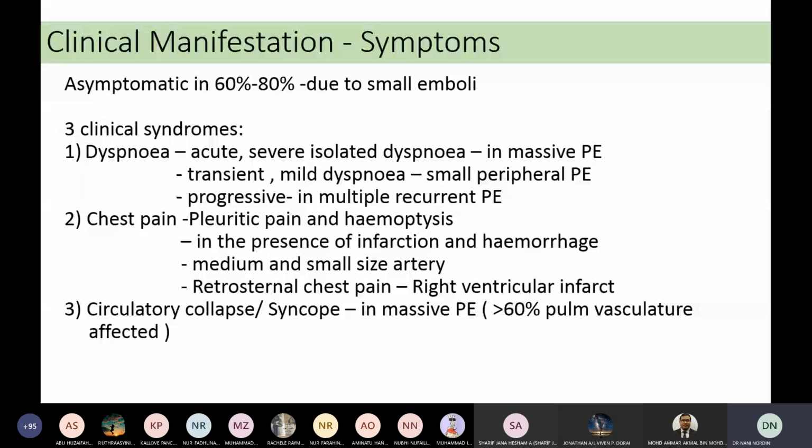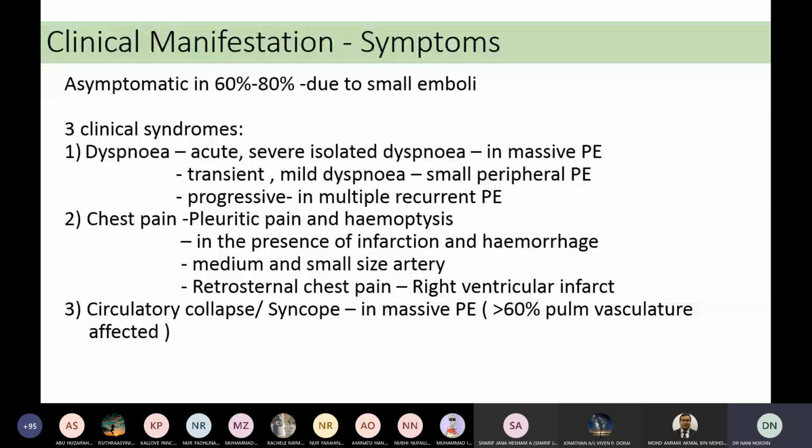So if you have infarction as well, you can have hemoptysis. What is hemoptysis? You cough up blood. So usually if you have infarction and hemorrhage at that area of the lung, you will have pleuritic pain, because of irritation of that area of the lung.